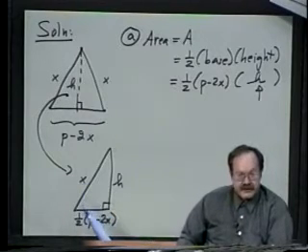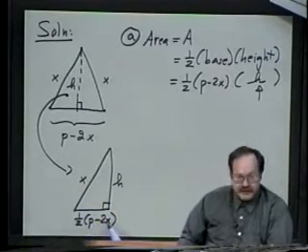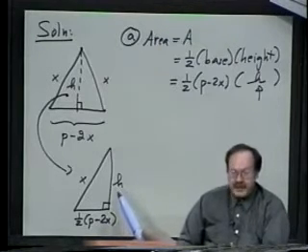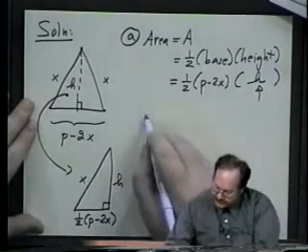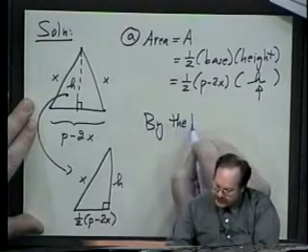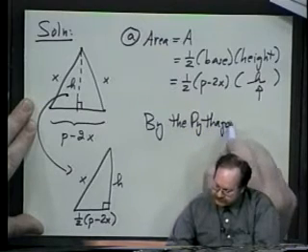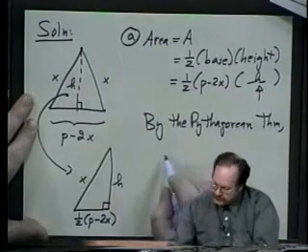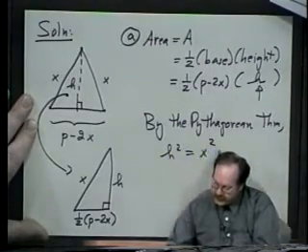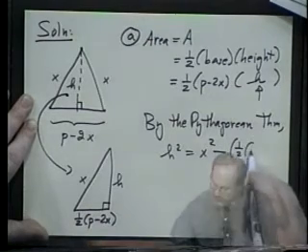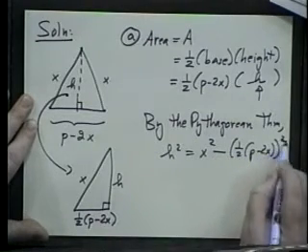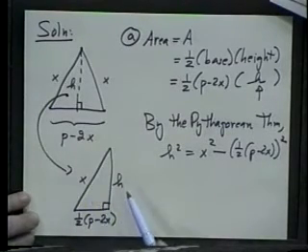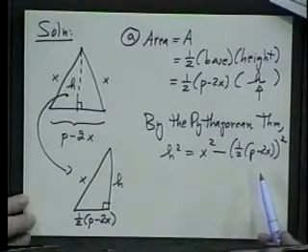I know the x side because x is the variable I'm using, and I know the bottom because P is known, and x is the variable I'm using. h is the one I don't know. Well, by the Pythagorean theorem, which we saw back in basics, I can find h. We know that h squared is equal to x squared minus (1/2 (P minus 2x)) squared, because h squared plus this squared is equal to x squared, and if I solve for h squared, this is what I get.